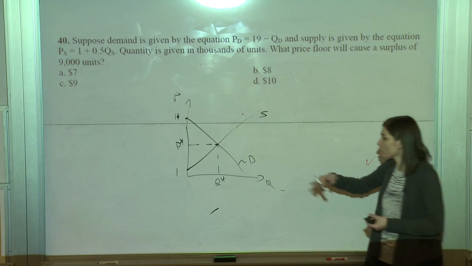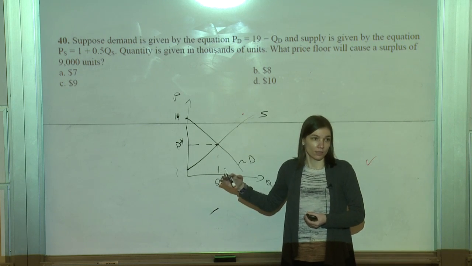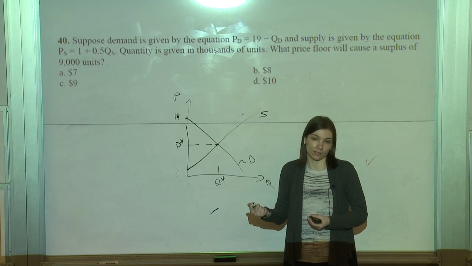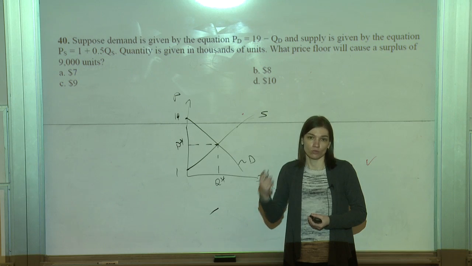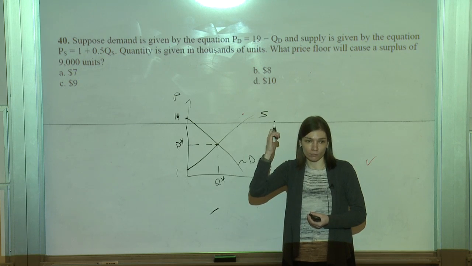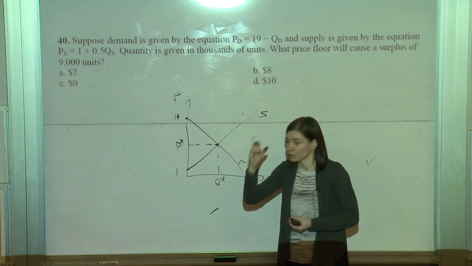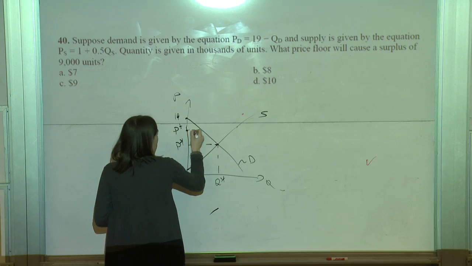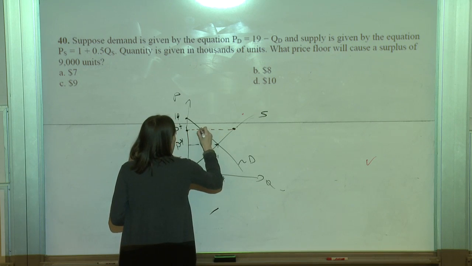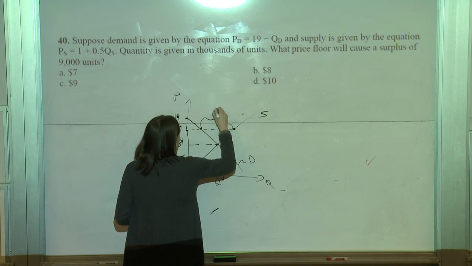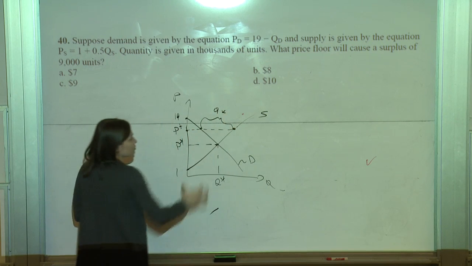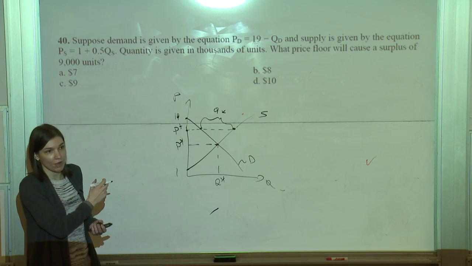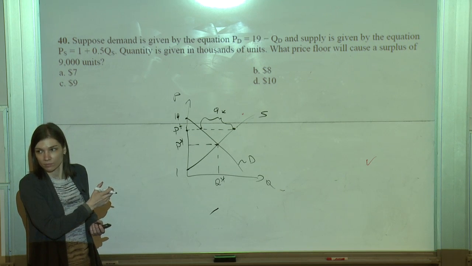Okay, so a price floor says that we cannot sell at less than that price, right? So to cause a surplus, it needs to be binding. The price floor that's binding needs to be above the current market price. So it needs to be somewhere here. This is the price floor. And I want it to cause a surplus of 9,000. So I want the difference between the quantity supplied and the quantity demanded at that particular price to be 9,000.